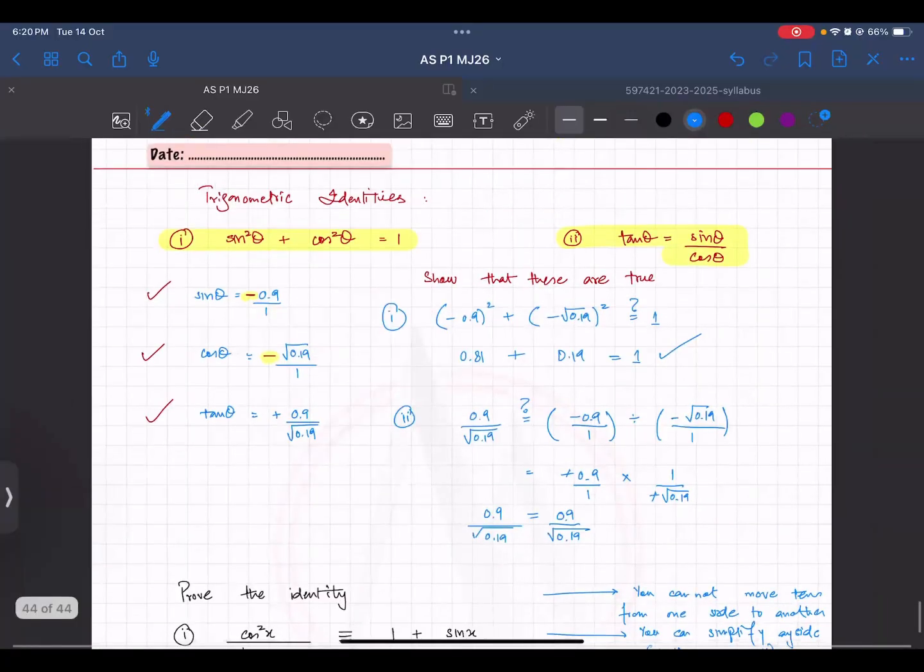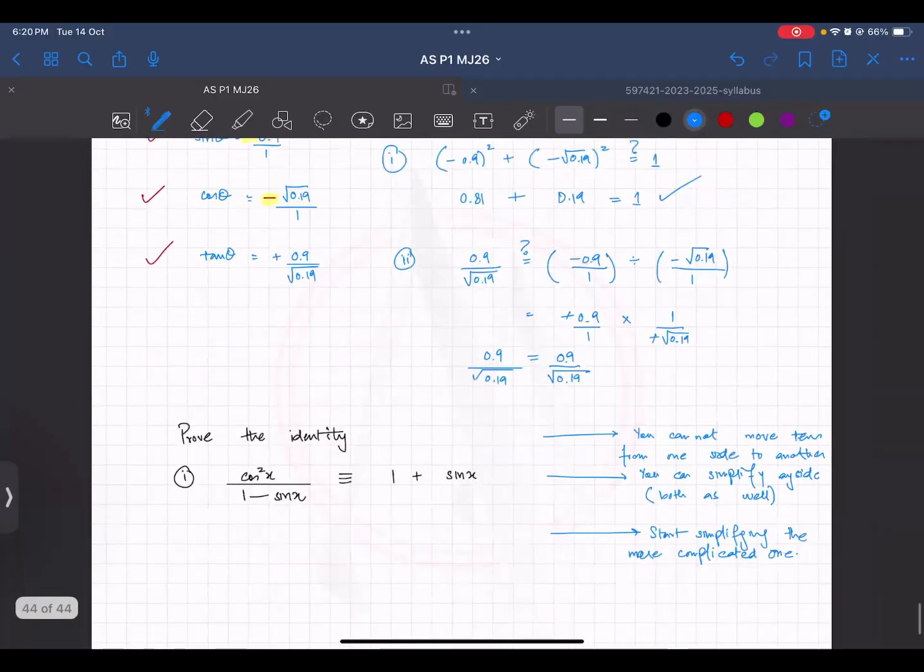Now the thing is, you have these identities, sine squared plus cos squared is equal to 1, and let me write this down again.